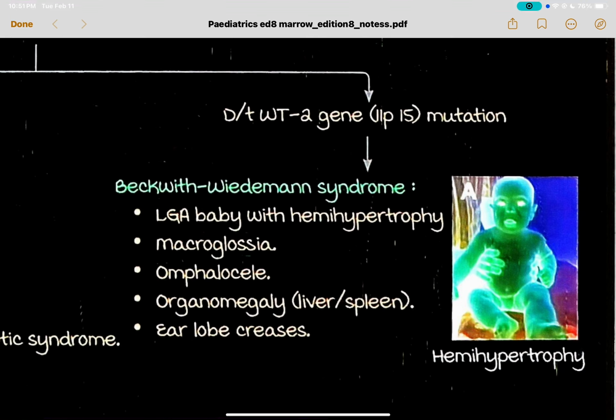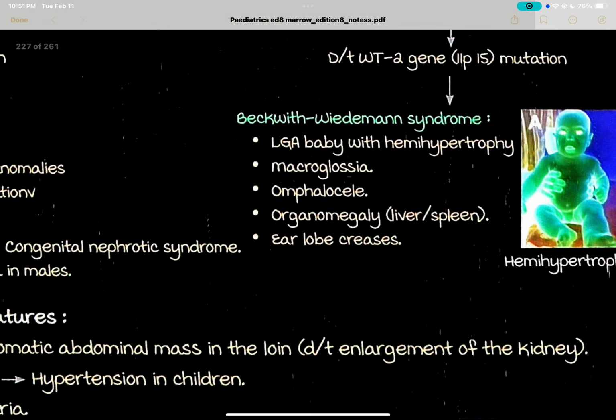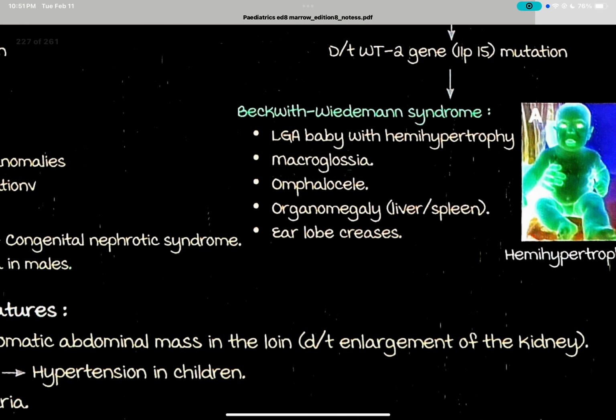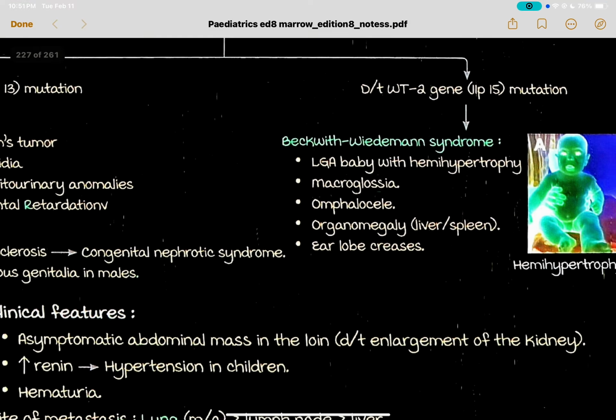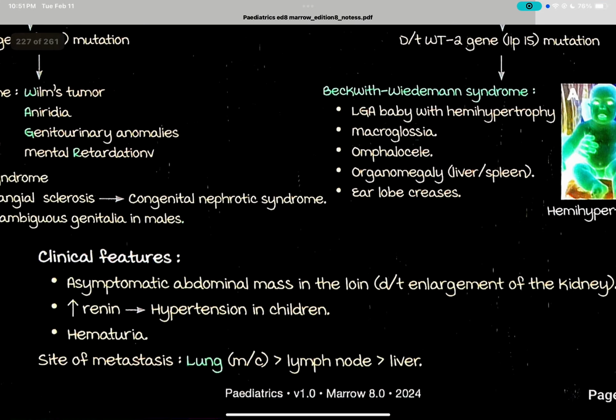Macroglossia, omphalocele, organomegaly, liver, spleen, earlobe creases. Everything is big. So large for gestational age, hemihypertrophy, macroglossia, omphalocele, organomegaly, liver, spleen, earlobe creases, like a big man, is all Wilms tumor type 2 gene 11p15, and the syndrome is Beckwith-Wiedemann syndrome.